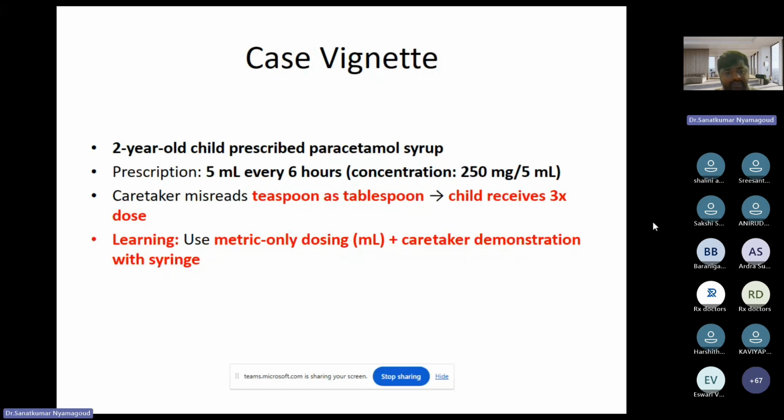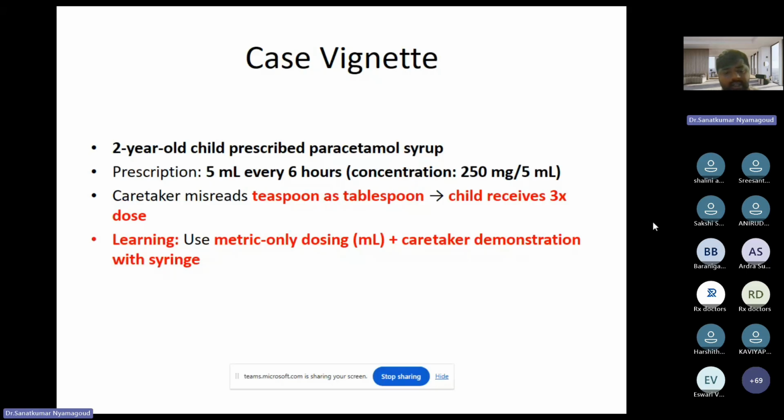Because the caretaker misread a teaspoon as a tablespoon, triple the dose of 250 mg of paracetamol was consumed by the baby, even though there was no fault from the physician, no fault from the pharmacist, no fault from the child. Still the child is suffering now. Only a dose error: instead of 250 mg, the child consumed 750 mg. Every 6 hours, try to understand, if you make it 4 or 5 times, then you come across the entire dosing, 4 times in a day.